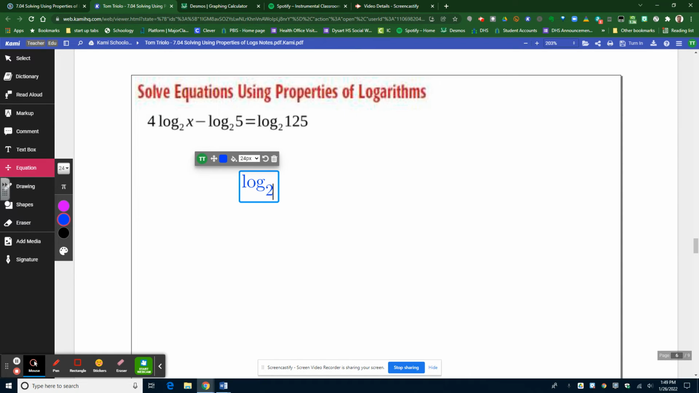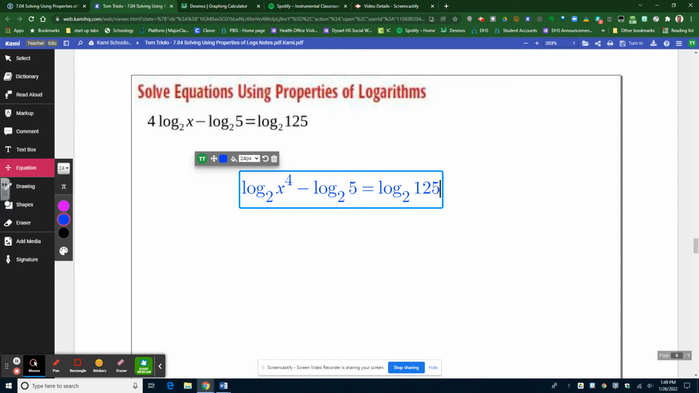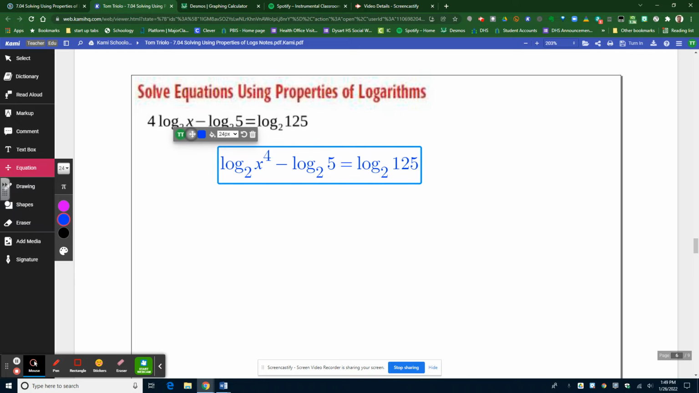All right. Log base 2 of x to the 4th power. Ooh, wait. If I have x to the 4th power, how many answers am I going to get? I'm going to get 4. How many of those answers are we going to be able to use? Let's find out together. Equals log base 2 of 125. Okay. So, we used the power rule. Now we're going to use the quotient rule.